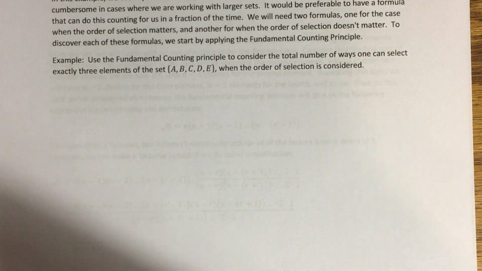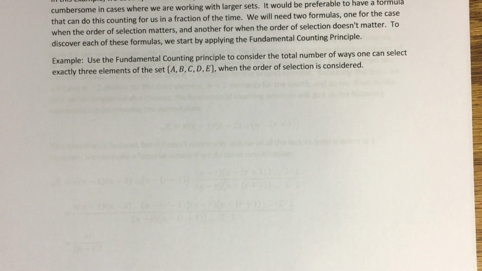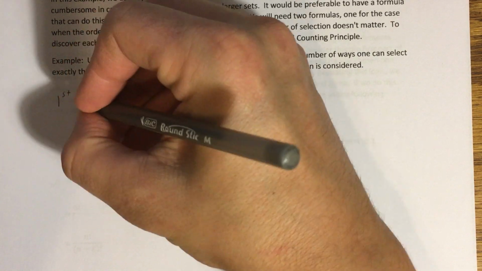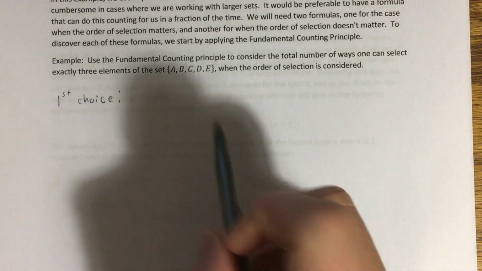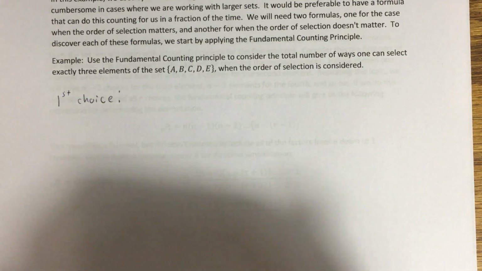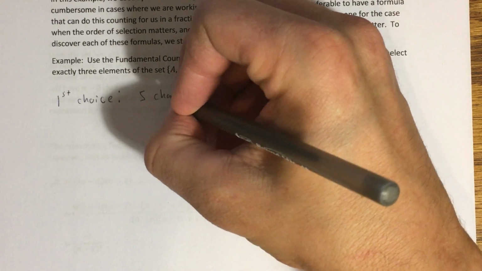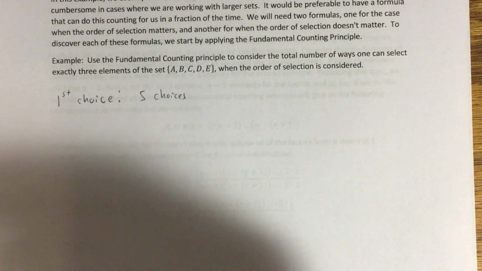So if I think about this as a step 1, step 2, step 3 kind of process, since I'm selecting 3 elements, I'd like to think about the total number of options for that first selection. So let's call that first choice. How many options are available to me in this set for the first selection? It would be 5. 5 choices, right? A, B, C, D, E. I have 5 possibilities for my first choice.